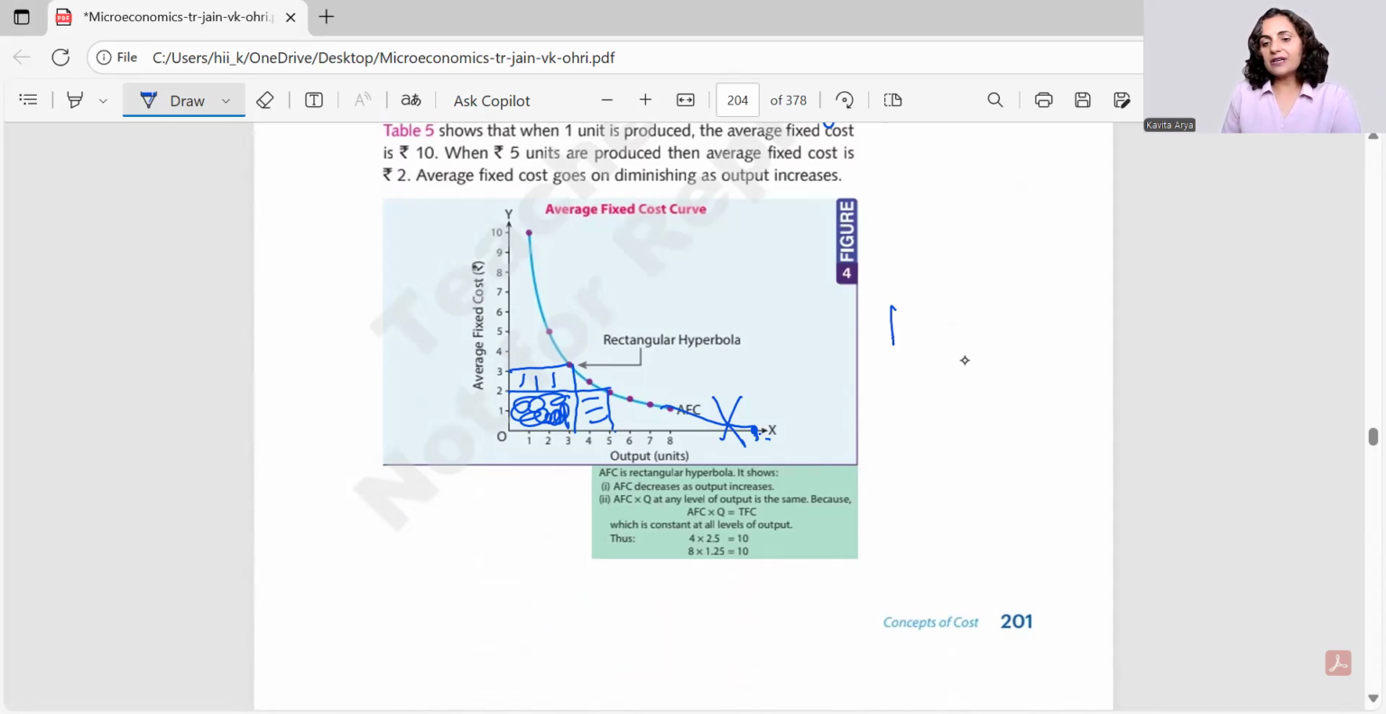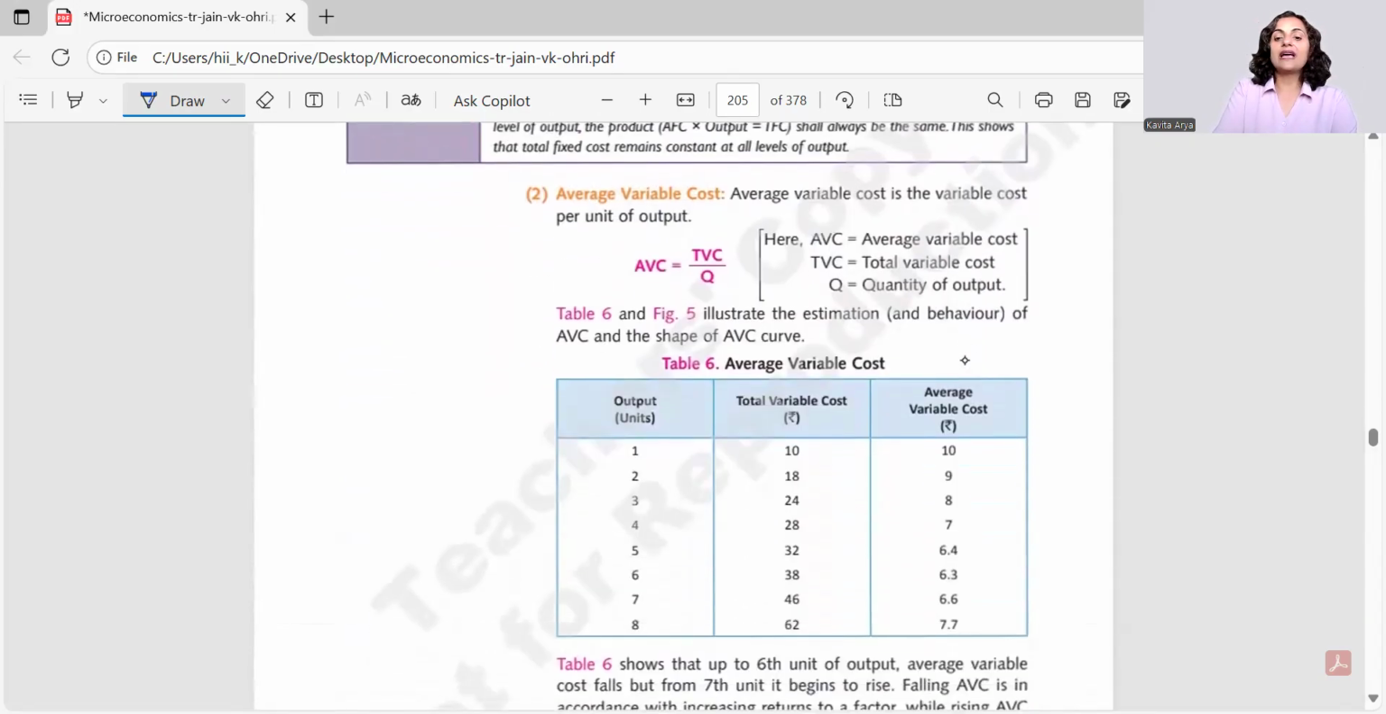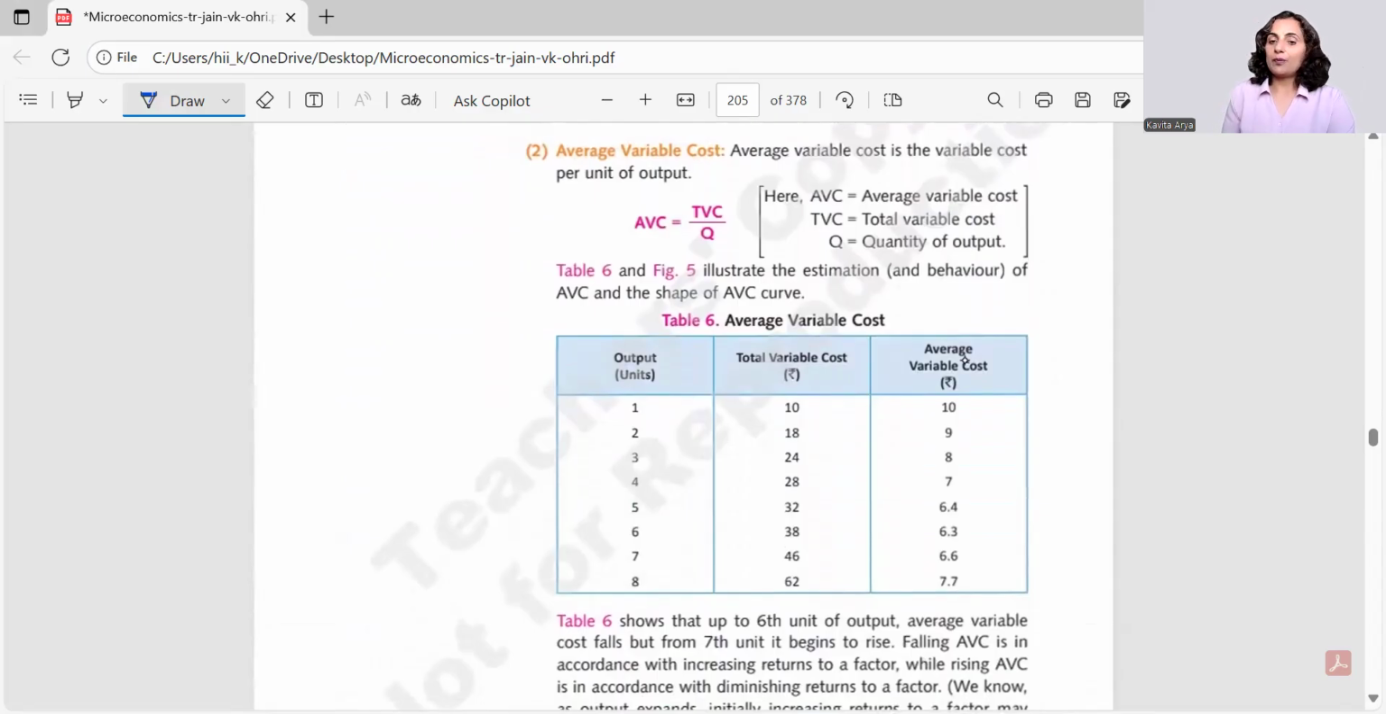So how does AFC look like? It is this way, right? You just leave it here without touching it with the x-axis, because that's the biggest mistake, the blunder on your part, right? Now, when we talk about average variable cost, the formula is total divided by quantity, right?